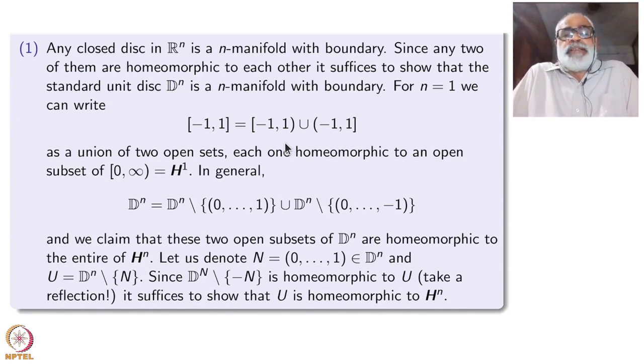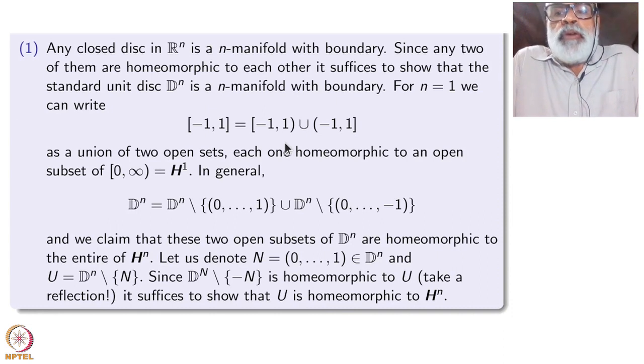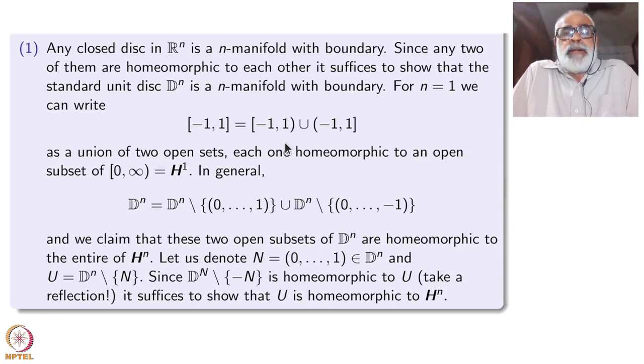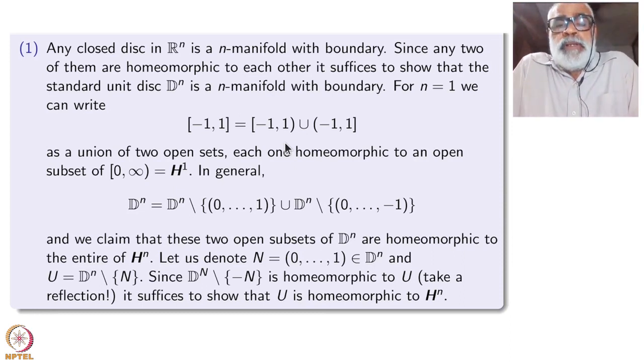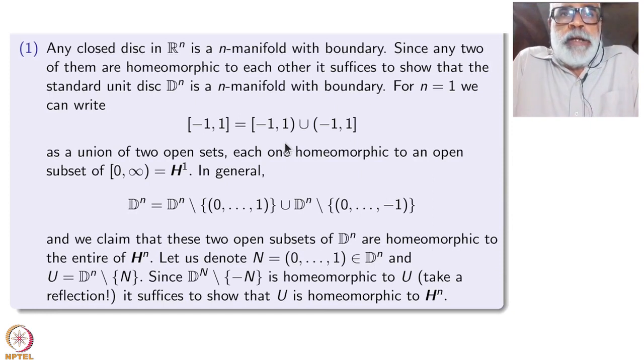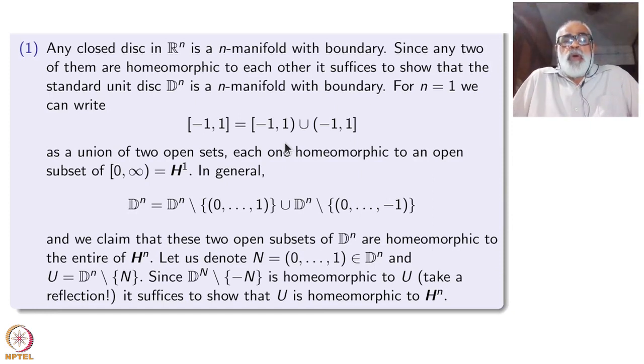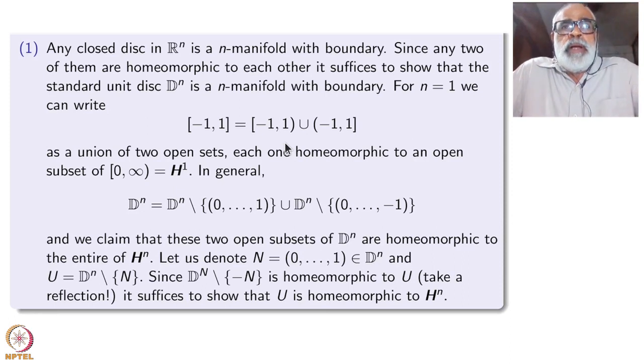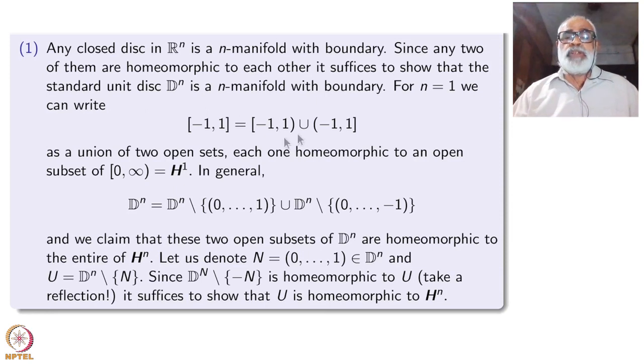Any closed disk in Rn is a manifold with boundary. So we have to prove that one. Since any two of them are homeomorphic to each other, it suffices to show that the standard unit disk Dn inside Rn is an n-manifold with boundary. In fact, the boundary itself will be the n minus 1 dimensional sphere, all x such that norm x equals 1. Okay, we will prove that.